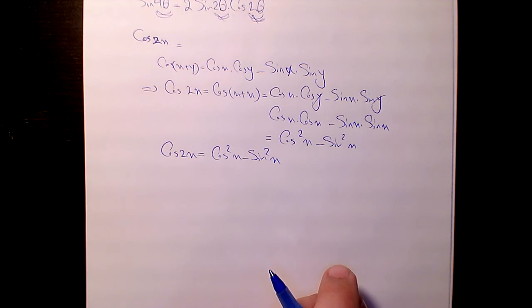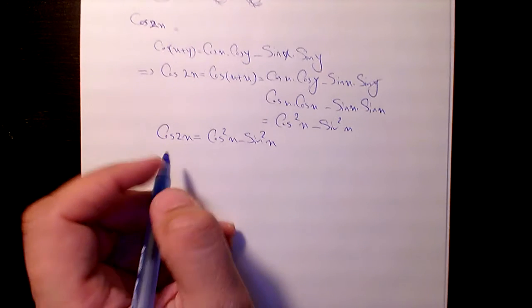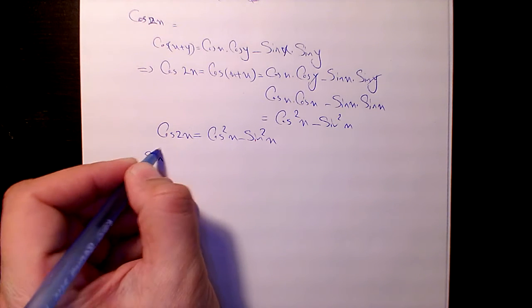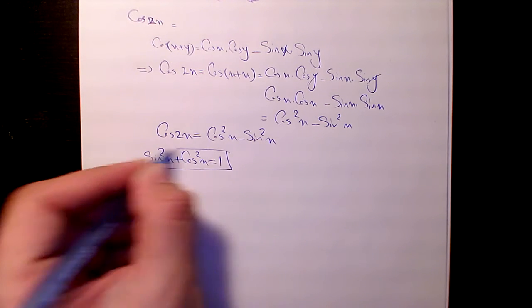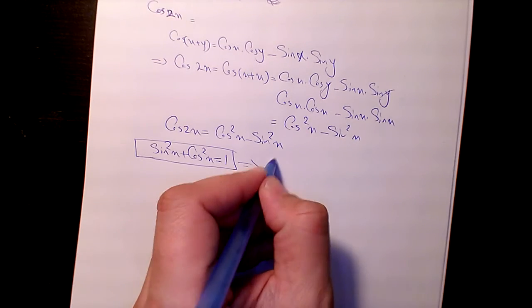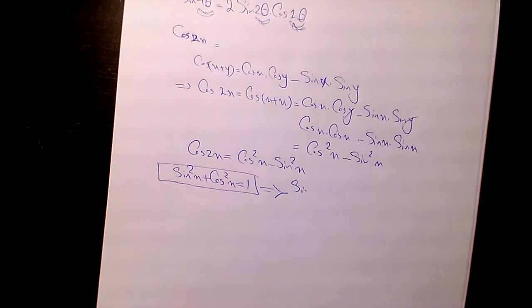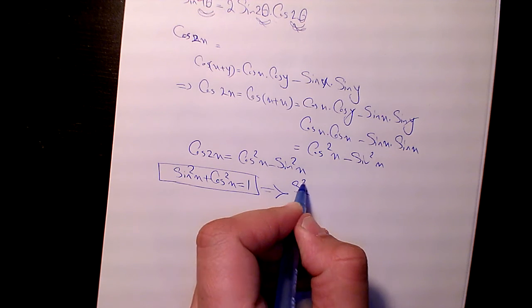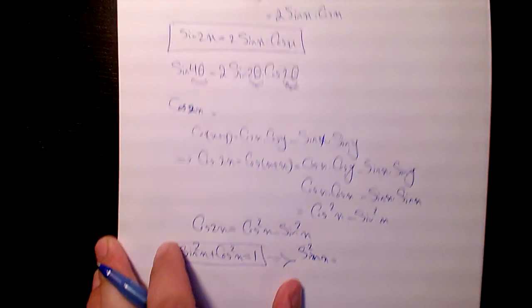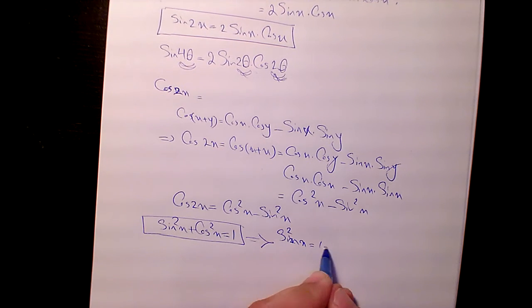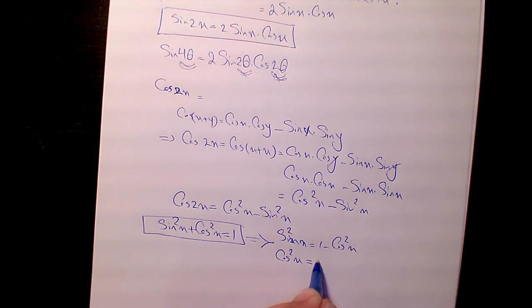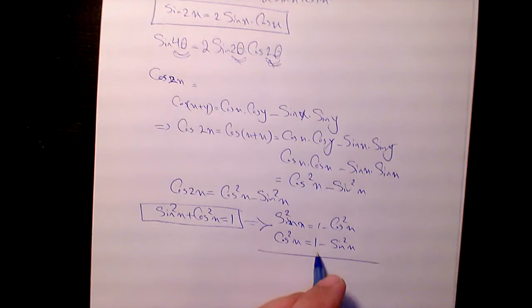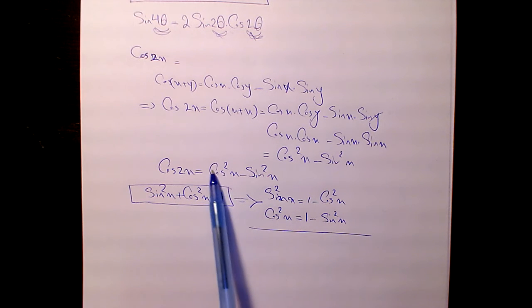There are two other forms of this format. We can say, as you know, sine squared x plus cosine squared x will be equal to 1. And based on that, I can say sine squared x will be equal to 1 minus cosine squared x, and cosine squared x equals 1 minus sine squared x. So based on that, I can sub any of them in this equation.